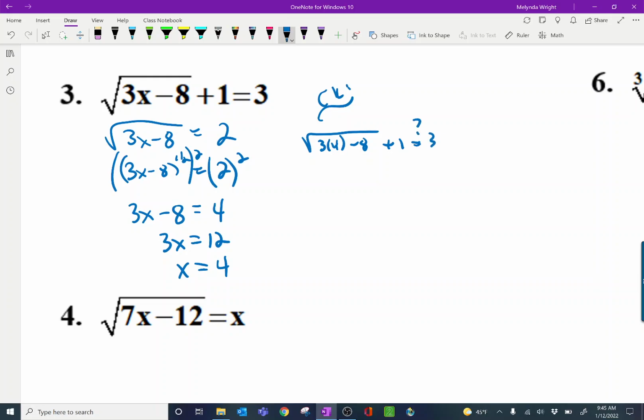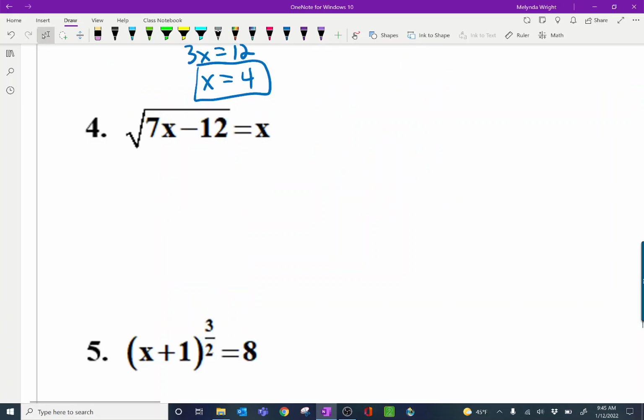Okay, let's see, is that true? So 3 times 4 is 12. 12 minus 8 is 4. The square root of 4 is 2. Okay, so yes, it is legit. That is a good answer. Okay, great. All right, let's look at number 4.